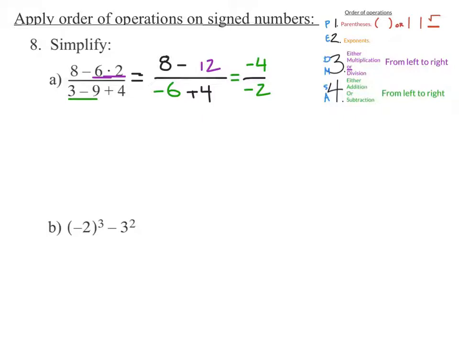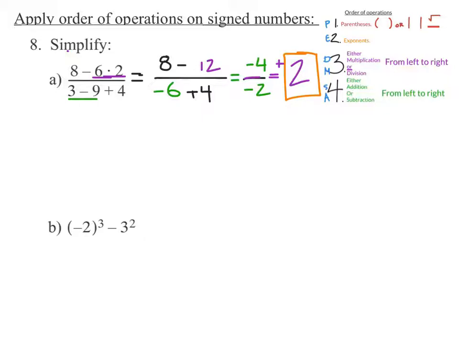Now we're on the division portion of this because the fraction line is a division sign. There are 2 negatives. 2 is even, so the answer is positive. 4 divided by 2 is 2. So the final answer for this one is 2.